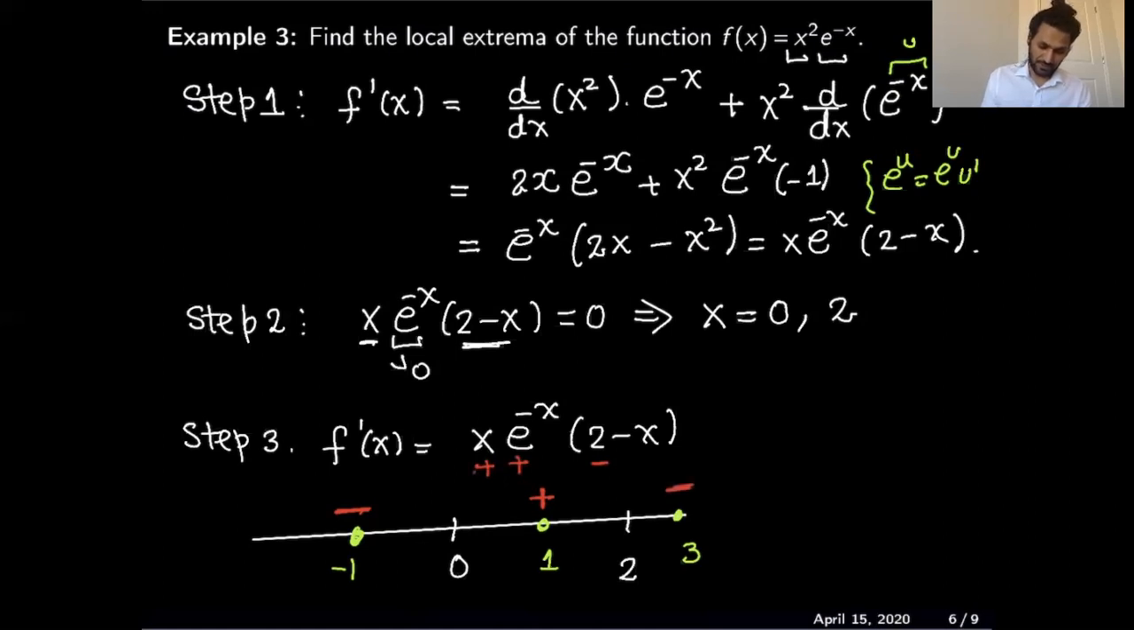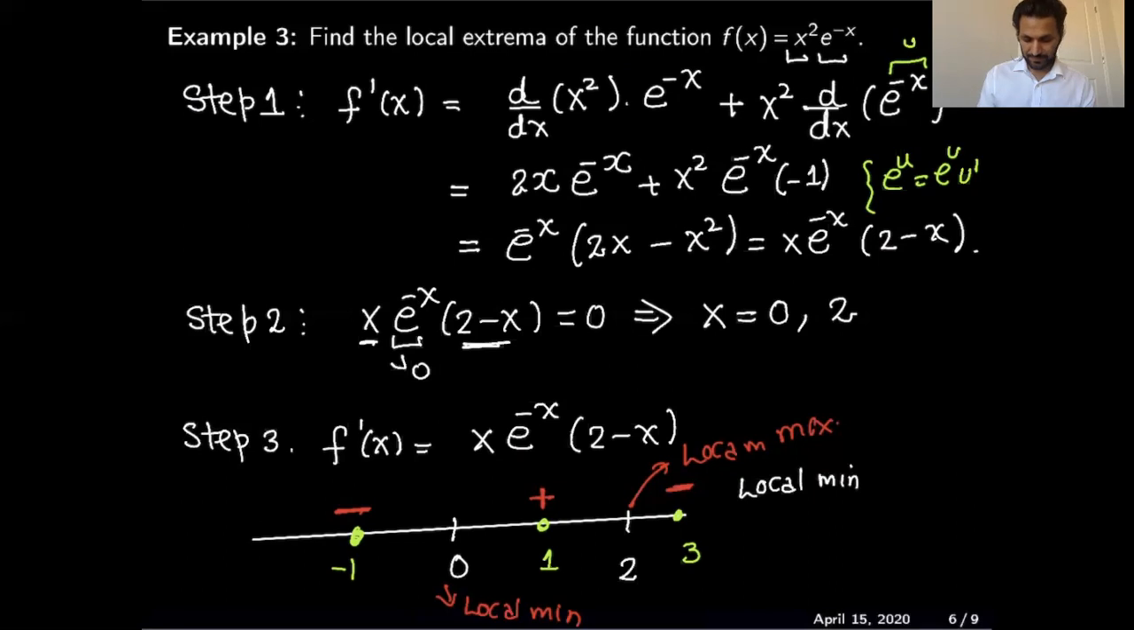Therefore, our local min will be this point. This is a local min, and this point is a local max. We can calculate the local max and local min values. So which point is a local min? Local min occurs at x equal to 0, and local max occurs at x equal to 2. You can calculate the local minimum value and maximum value by plugging these values into the original function.